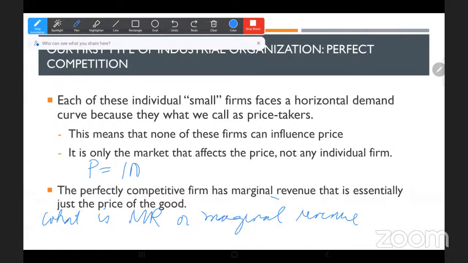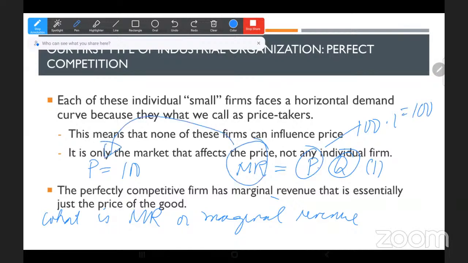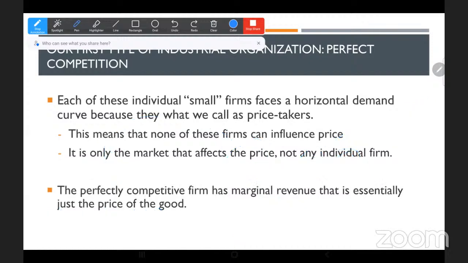So when we say marginal revenue, this is P times Q. The price is 100, right? Because that is per unit. But what is Q? It's just 1, because it is marginal revenue. So that's just 100 times 1. So the marginal revenue is equal to the price. That is why in a perfectly competitive situation, because the firm is a price taker, the price is equal to the marginal revenue.